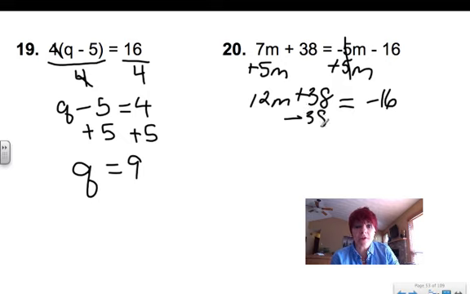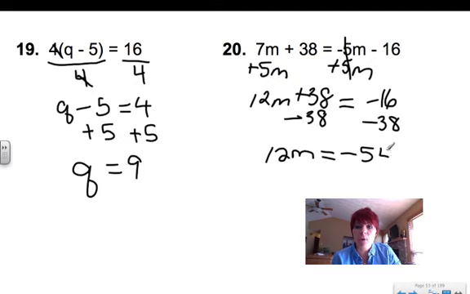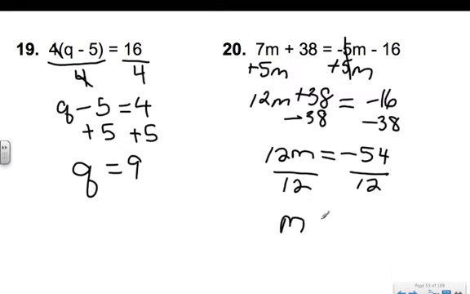Next, what I would do is subtract the 38. Make sure you do that from both sides. So I'd end up with 12m equals negative 16 minus 38, which is going to be a bigger negative. It's going to be negative 54. So now all I need to do is divide both sides by 12. Once I do that, I get m equals negative 54 over 12. Now, 54 divided by 12 isn't going to be a nice, pretty number. But if I reduce that fraction, you've got to think, what goes into 54 and 12? I know that I could start with 2.